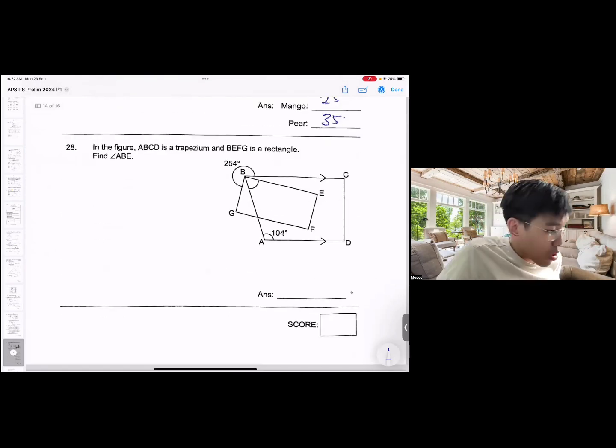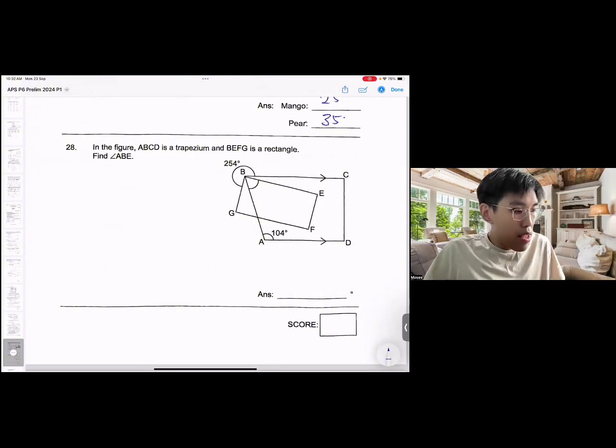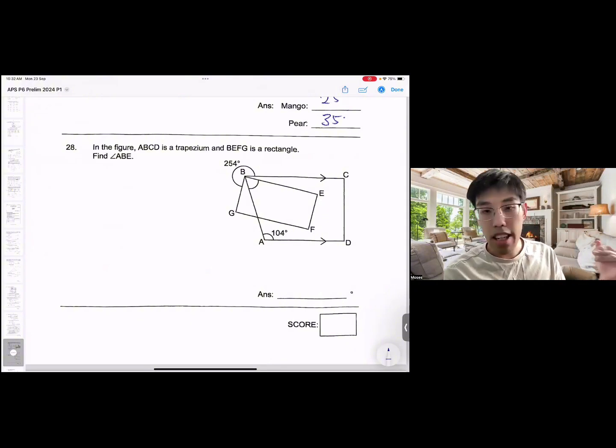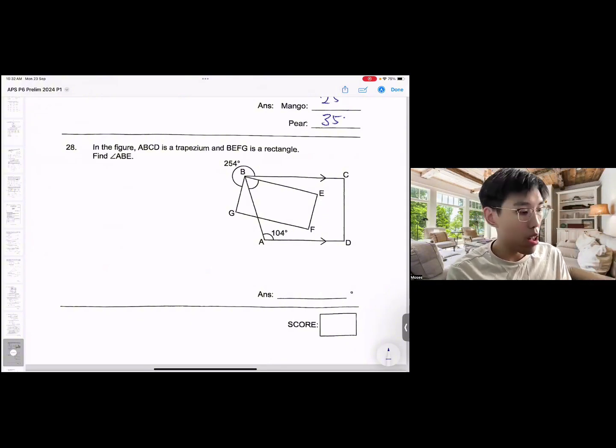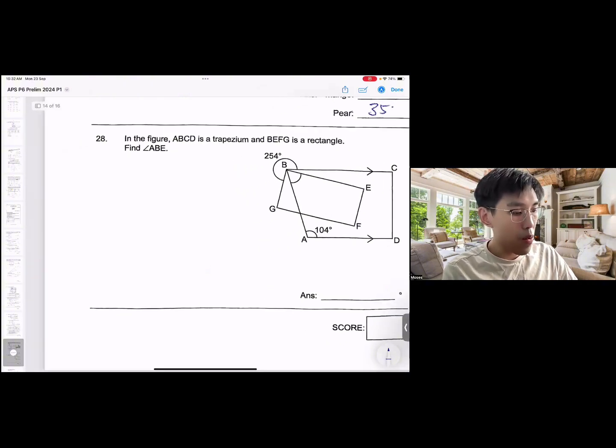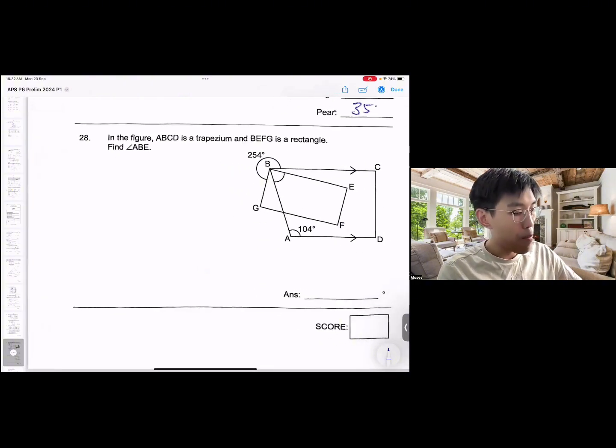Next, 28. ABCD is a trapezium. And they already indicated to you that BC is parallel to AD. BEFG is a rectangle. Find ABE. There's a couple of things we can still find. So first of all, we want to find GBC.